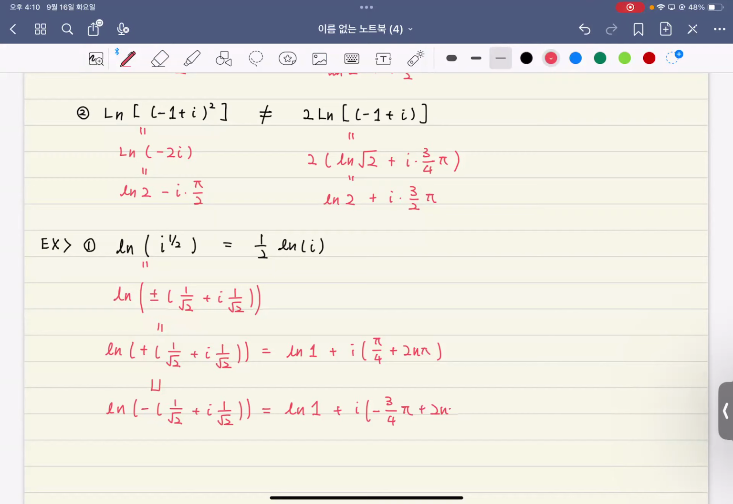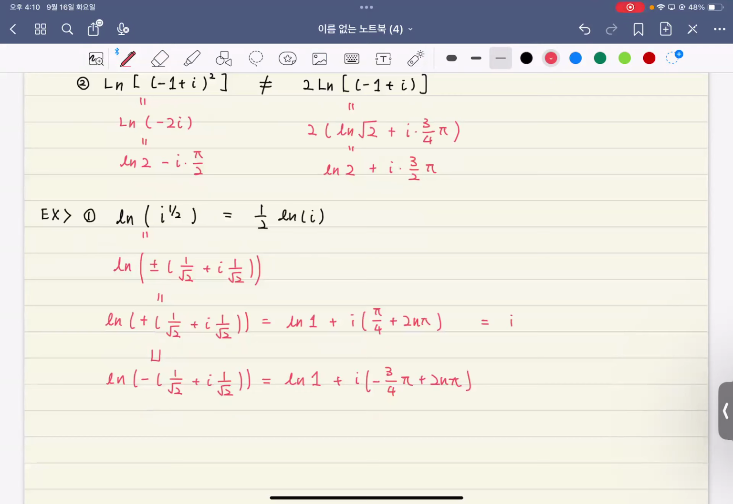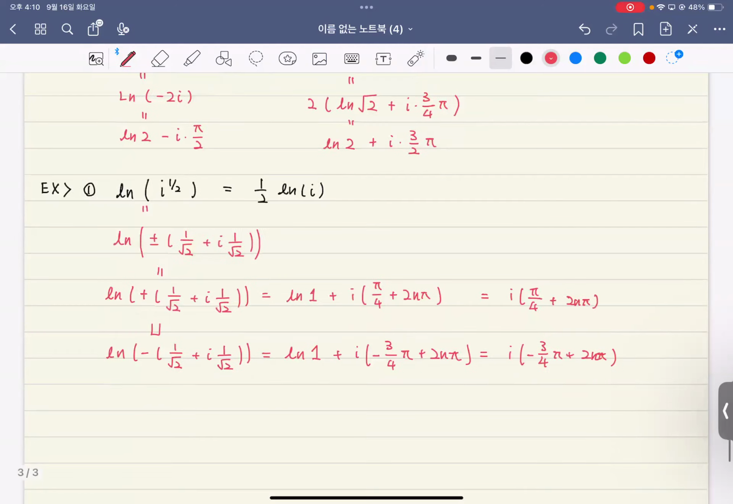Okay. So this is i times pi over 4 plus n pi. And this is... Okay. So I have these numbers and I have those numbers. And the union of these two sets of points is going to be the set.